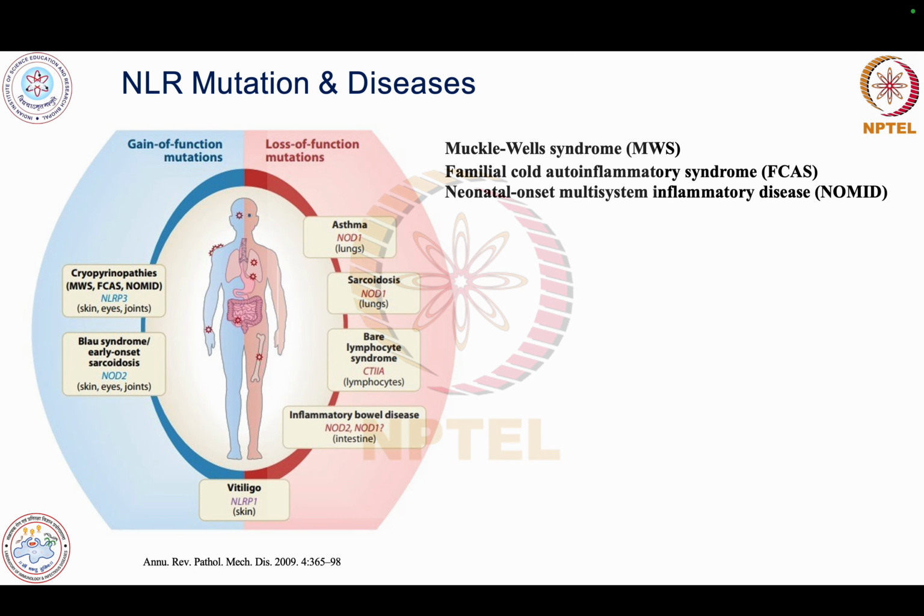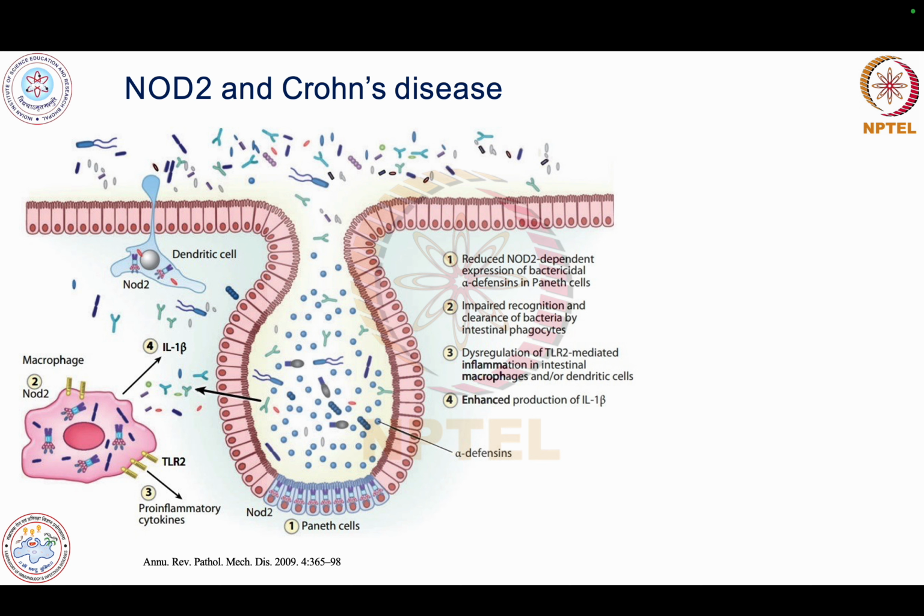So NLR mutation and disease. There are gain of function mutations and loss of function mutations. There are different diseases: Muckle-Wells syndrome, familial cold autoinflammatory syndrome, neonatal onset multisystem inflammatory disease, NOD2 and Crohn's disease. Here what happens? Reduced NOD2 dependent expression of bacterial alpha-defensin in Paneth cells, impaired recognition and clearance of bacteria by intestinal phagocytes, dysregulation of TLR2 mediated inflammation in intestinal macrophages and/or dendritic cells, and enhanced production of IL-1 beta.